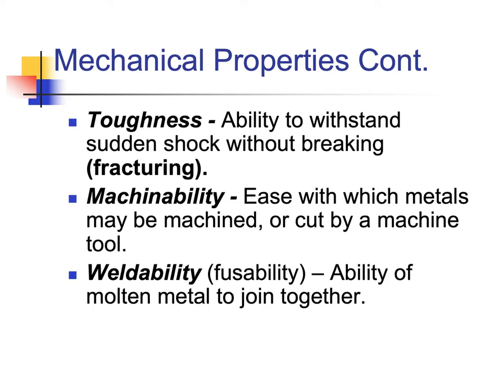Okay, machinability is how much energy or how easy it is to cut the material by a machine tool. So some other harder material could be anything from diamond to hardened steel.